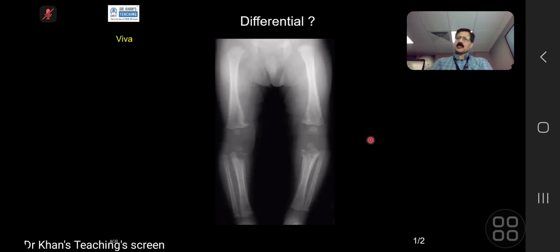So what is Wimberger sign? Wimberger ring sign is when the epiphysis shows a sclerotic rim around it, which is known as a Wimberger ring sign.